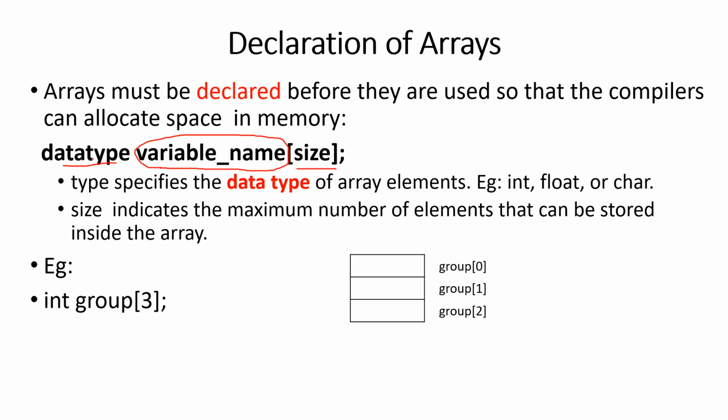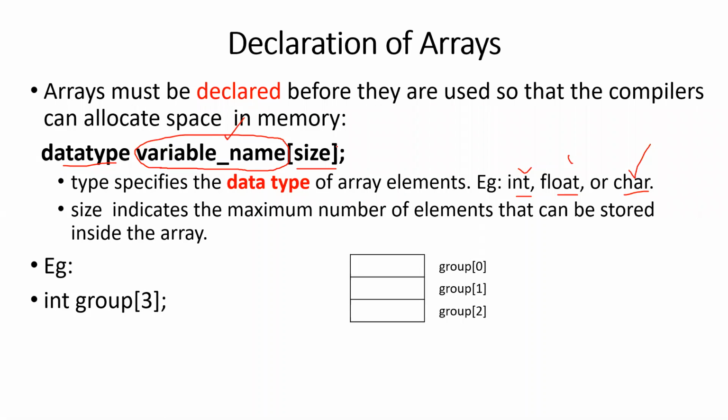Syntax: data type. You know what is data type? What are the allowed or primary data types? Integer, float, and character, right? You can have an integer array, a float array, or a character array. And followed by the variable name, which has to follow all the rules we studied in the chapter on variable names, for declaring a variable. All those should be taken care of when we select a variable name, followed by the size.